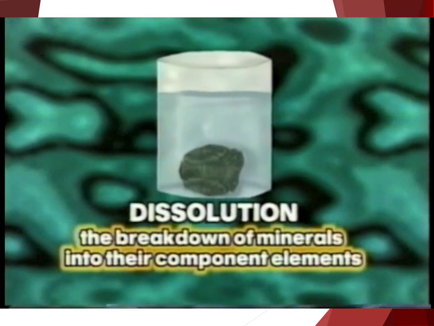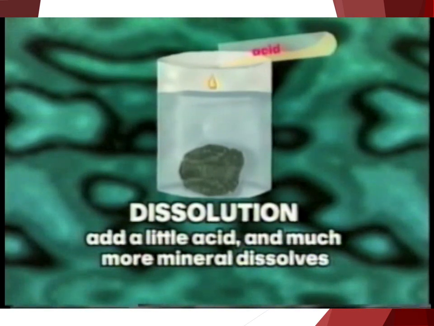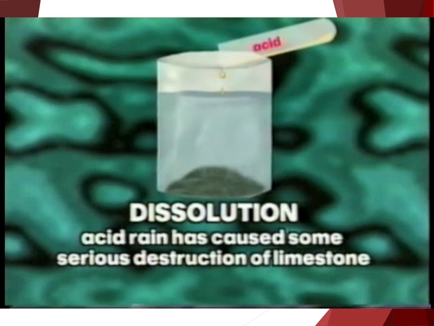Dissolution is the breakdown of minerals into their component elements. Most minerals don't dissolve very much in pure water, but add a little acid to that water and much more mineral dissolves. As minerals break down and dissolve in the presence of acid, the rocks break down too. Limestone just flat out dissolves in the presence of acid, so acid rain has caused some serious destruction of limestone.